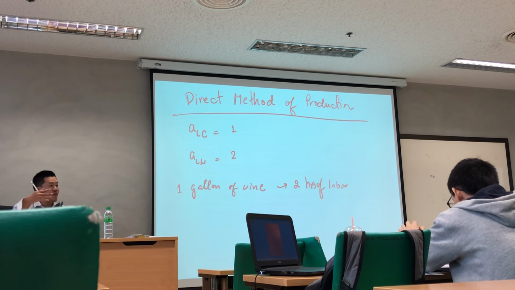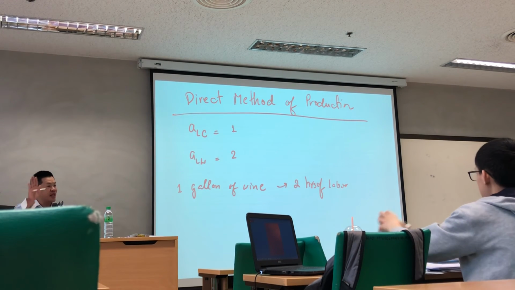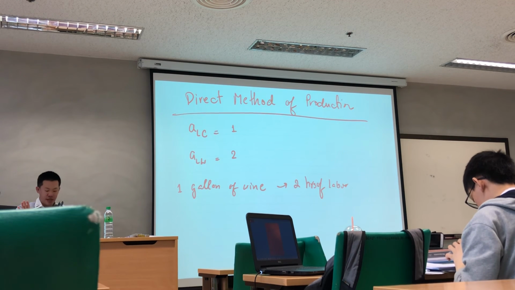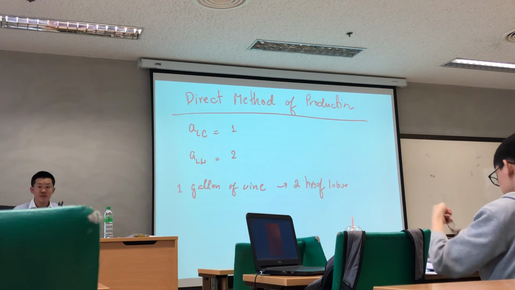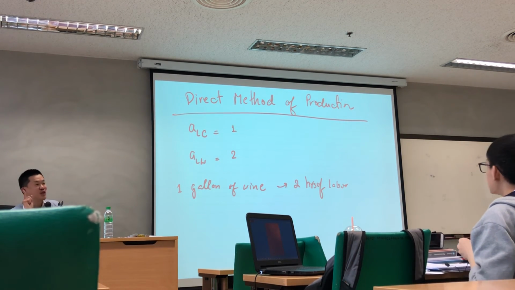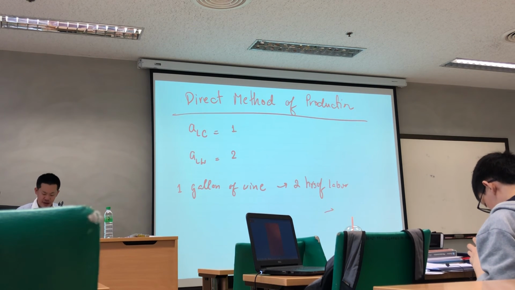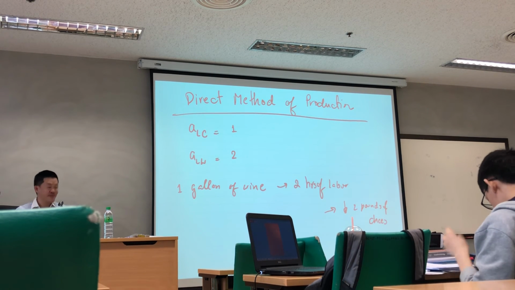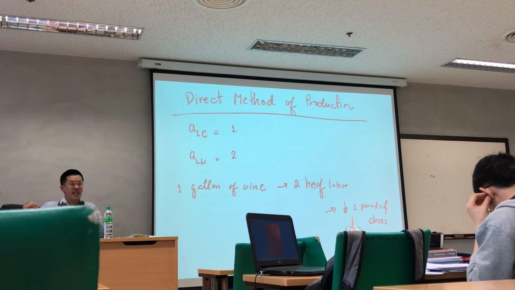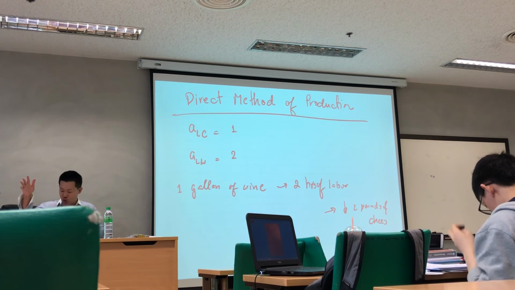Then you cannot produce how many pounds of cheese, because of the trade-off, right? If you produce 1 more gallon of wine, you need to sacrifice 2 pounds of cheese, right? So this is the direct method. If you want to consume 1 gallon of wine, you need to sacrifice 2 pounds of cheese.